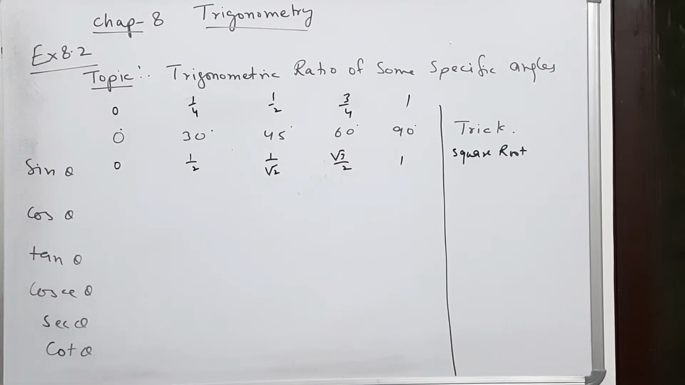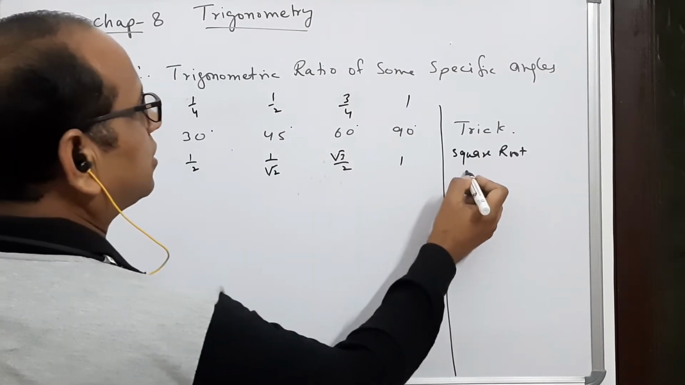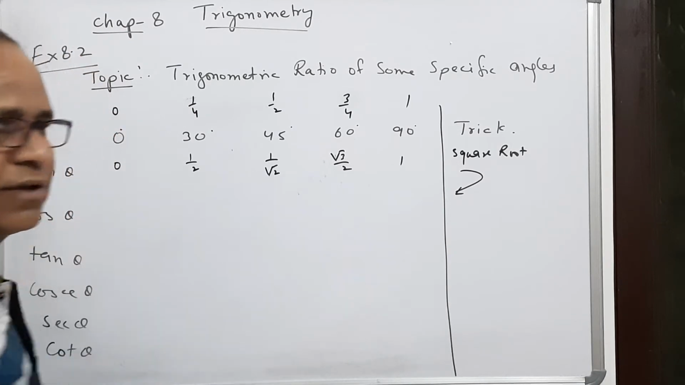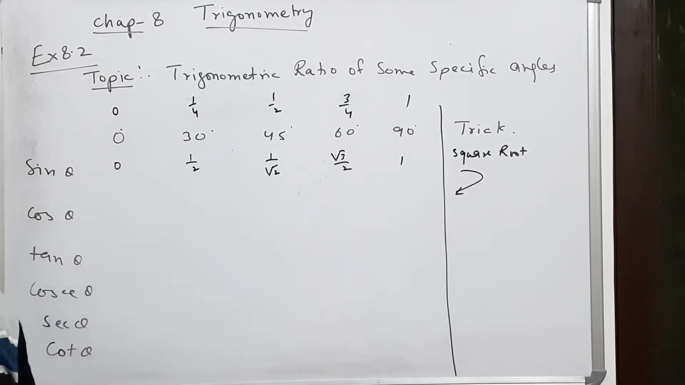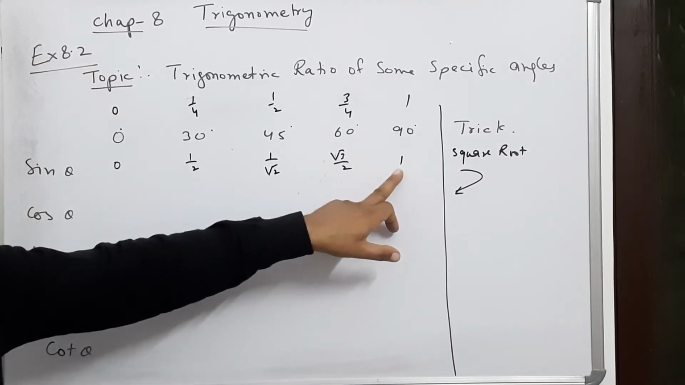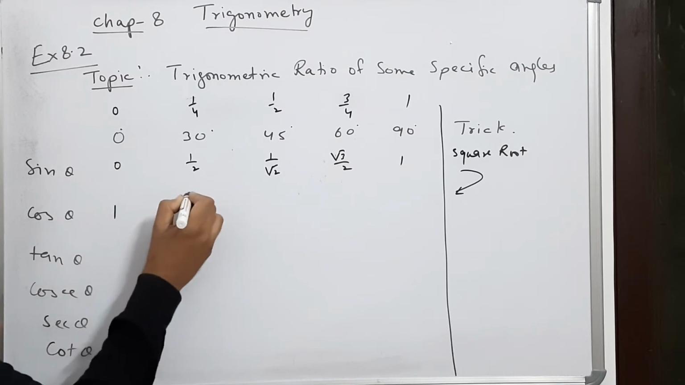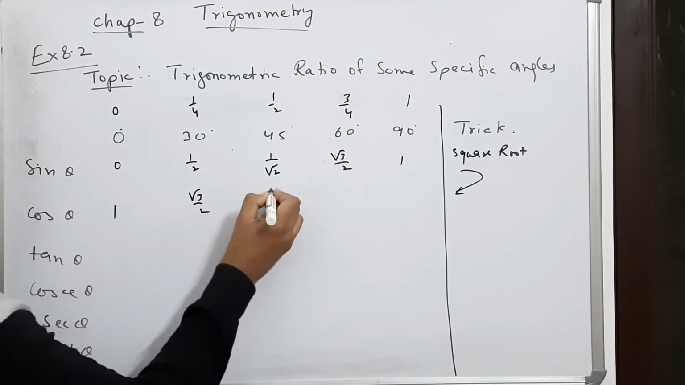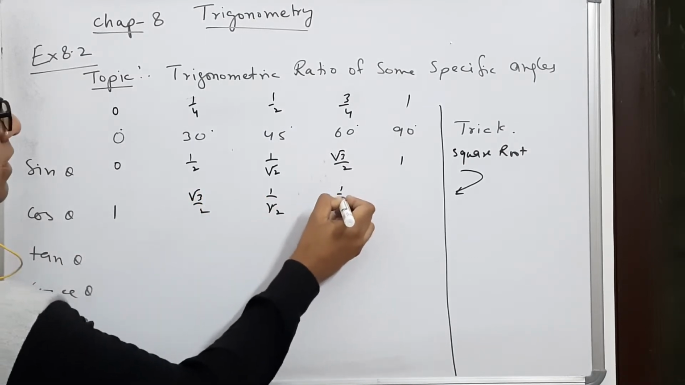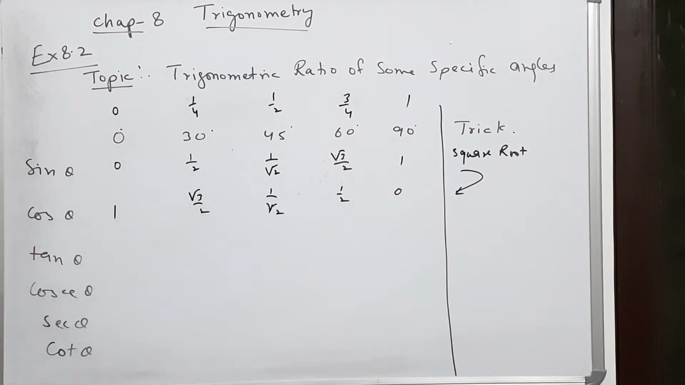The second row is, you have to turn these numbers in this way. Like there is a train running. This is the engine and these are the compartments. So when you turn it, the 1 will be here, root 3 by 2 will be here, 1 by root 2, then half and then 0. So in this way you will get the second row.